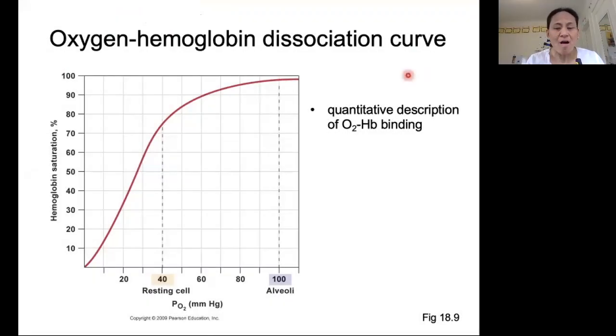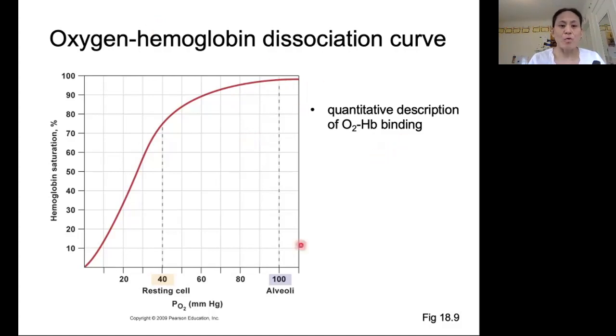Okay, so we just saw that when we have more O2 present, we're going to have a greater formation of oxyhemoglobin. When we have less O2 present, we're going to have less formation of oxyhemoglobin. That can be described quantitatively in this function right here, which we refer to as the oxygen hemoglobin dissociation curve.